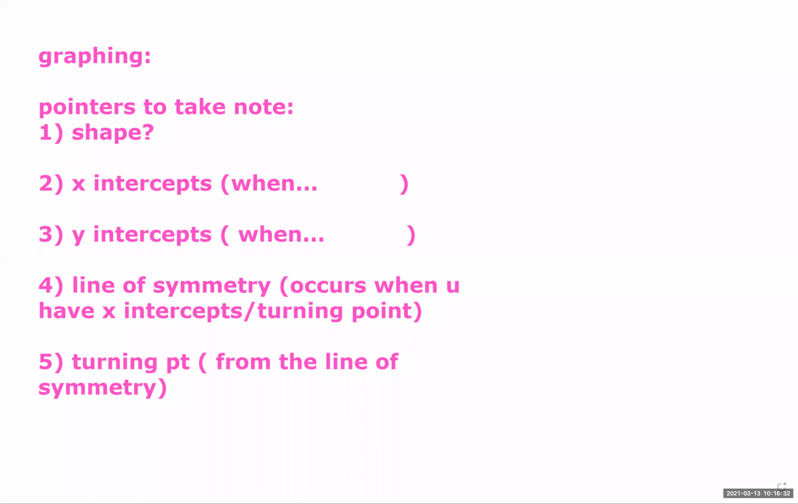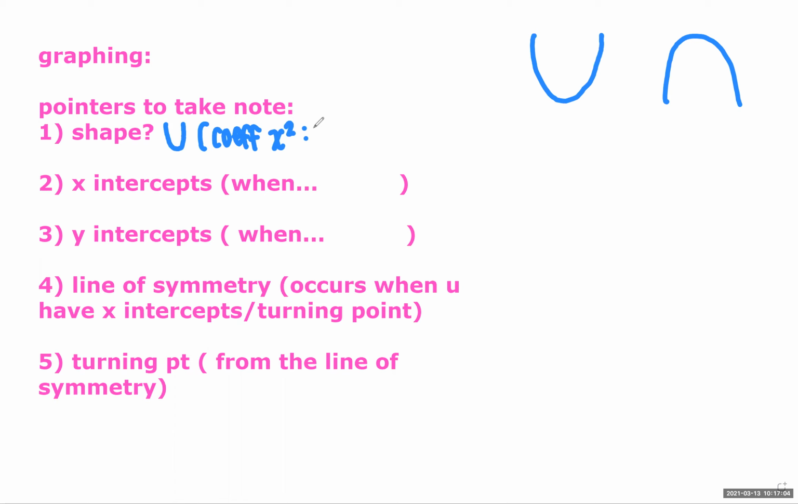Okay, so right now when we do graphing, we only have two types of graph. We either have a U-shaped graph or an N-shaped graph, right? So for a U-shaped graph, the first thing you need to take note of is the shape. How to know whether it's a U-shaped graph? It's a U-shaped graph if the coefficient of the x square is positive or negative?